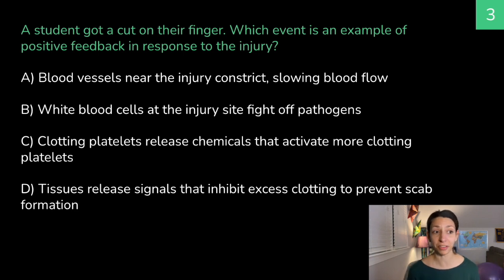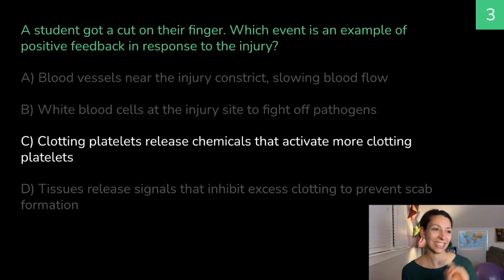A. Blood vessels near the injury constrict, slowing blood flow. B. White blood cells at the injury site fight off pathogens. C. Clotting platelets release chemicals that activate more clotting platelets. Or D. Tissues release signals that inhibit excess clotting to prevent scab formation. Think about it. Correct answer is C. Clotting platelets release chemicals that activate more clotting platelets. It's that amplification response, positive feedback mechanism.